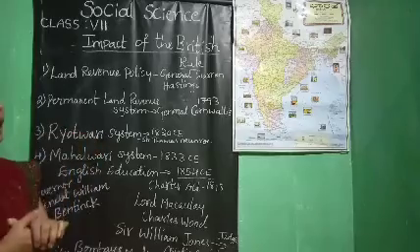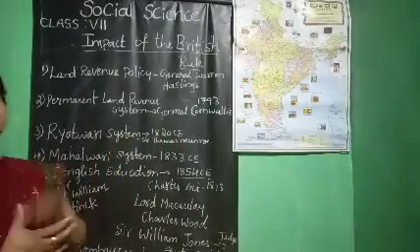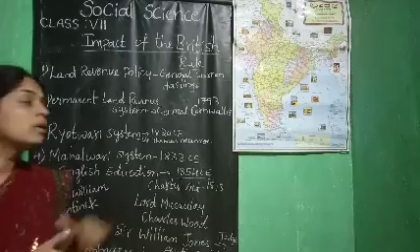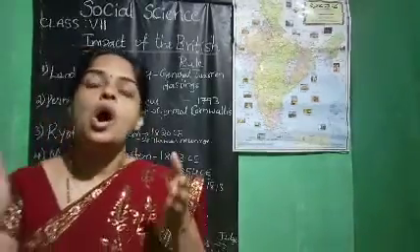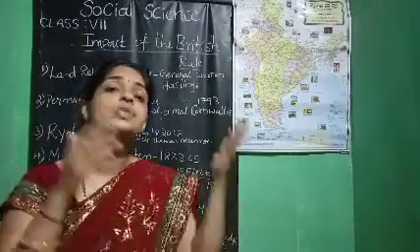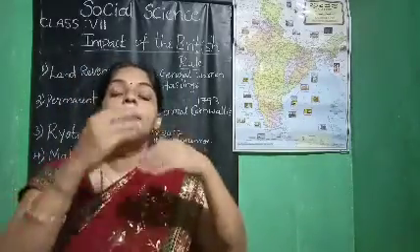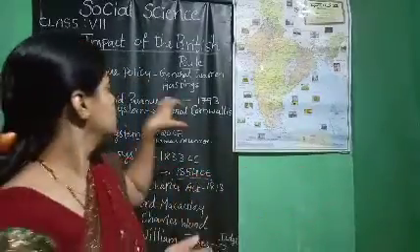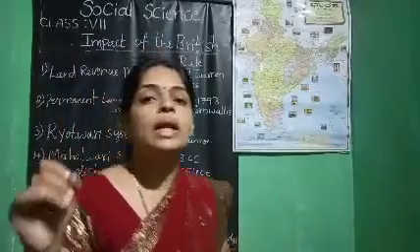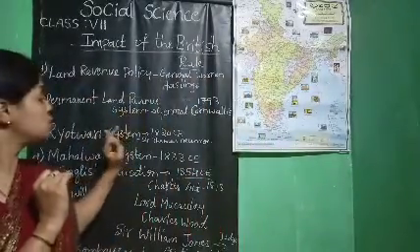Then they introduced the Ryotwari system during the 1820s. Here Sir Thomas Munro introduced the Ryotwari system. According to the Ryotwari system, all the farmers could directly pay the taxes to the British government. All the farmers should remit their taxes to the government without any intermediaries.